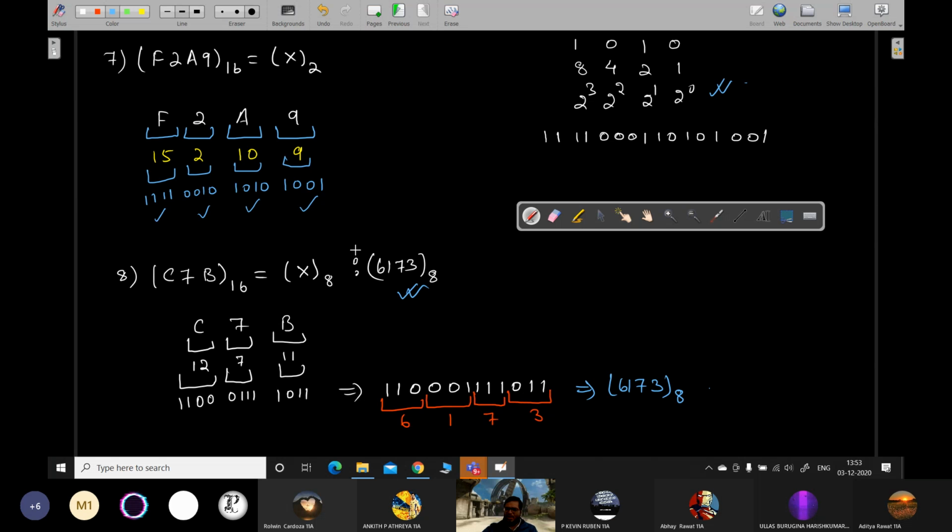And now see, don't worry, इस तरह का भी हो सकता है. They may give you 8 in the exam. You may be asked 6173 base 8 is equal to x base 16. ठीक है? So first you will find the binary considering groups of 3, and then in the number you will form the groups of 4 to get the hexadecimal. Reverse भी हो सकता है. So it's just an application of these type of questions. ठीक है?